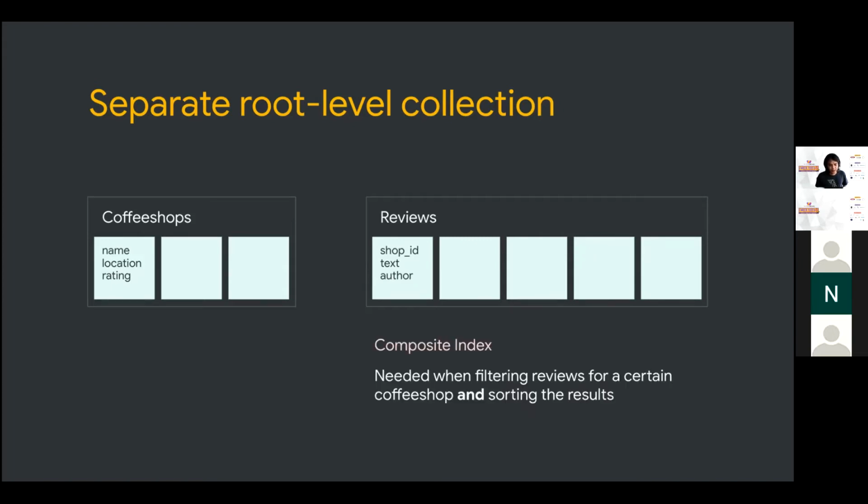One thing to keep in mind when structuring data like this is that if you want to query, for example, in our sample app, all reviews of a coffee shop sorted by date, or sorted by score rating, we're going to need a composite index. We'll talk about composite indices later. So just one thing to keep in mind when you're structuring it this way.